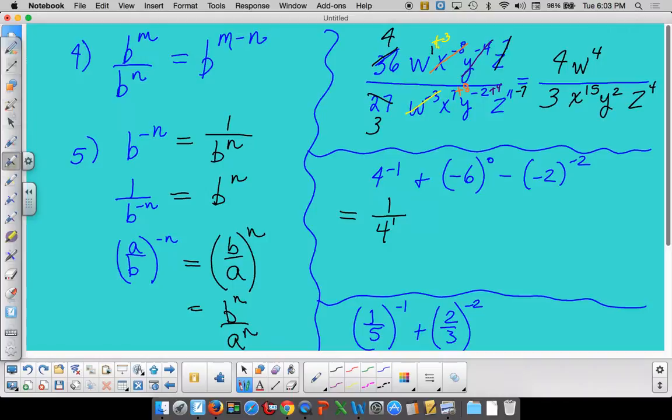So in other words, 4 to the negative 1 is just 1/4. Negative 6 to the 0: anything to the 0 power is 1, so that's just 1. And then this last one, it's a negative 2 power. So I have to drop the base to the bottom, including the negative. And now it's going to be to the positive 2 power, which is really simply another 1/4. So in the end, I have 1/4 plus 1 minus 1/4. The 1/4s are going to cancel, and my answer is 1.